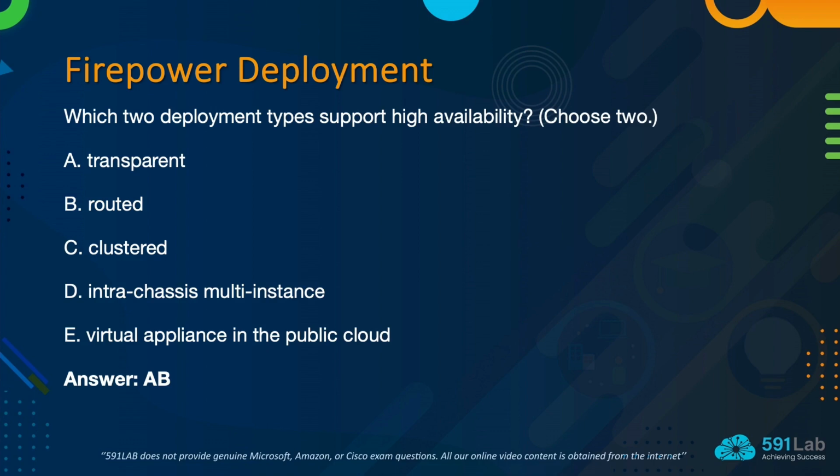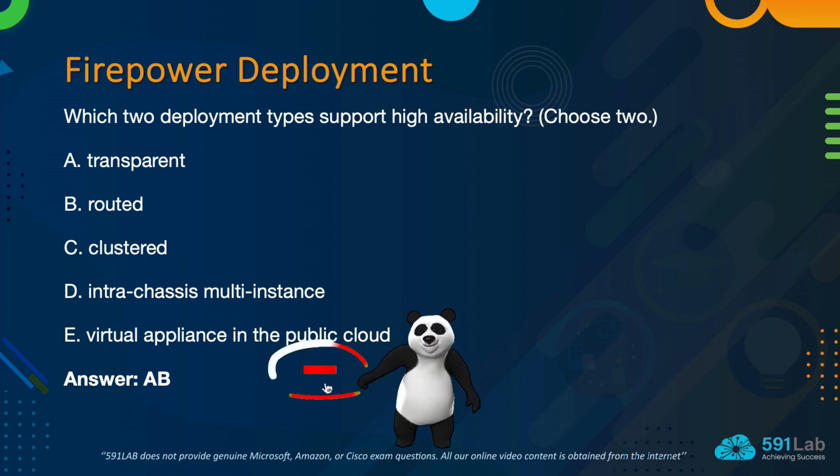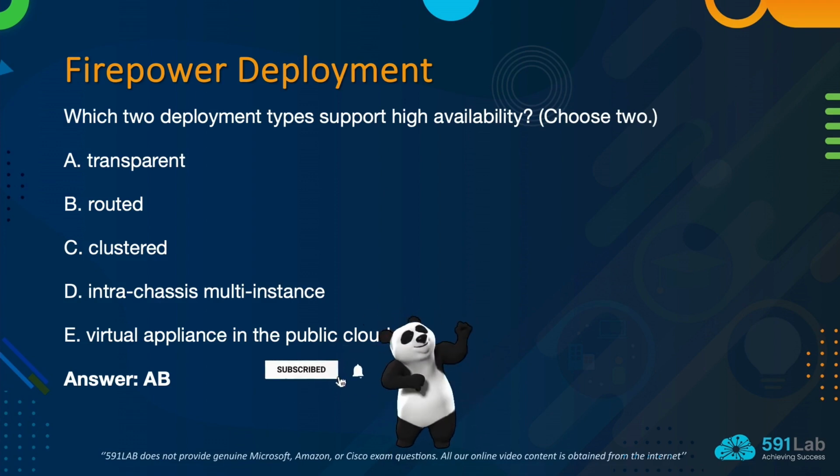Option D, intra-chassis multi-instance. This option refers to running multiple instances of a system on a single physical chassis. While it can offer some redundancy within the chassis, a hardware failure on the chassis itself can bring down all the instances. For example, FPR 4000 and 9300 series.